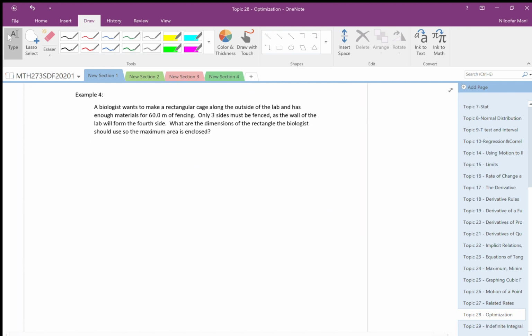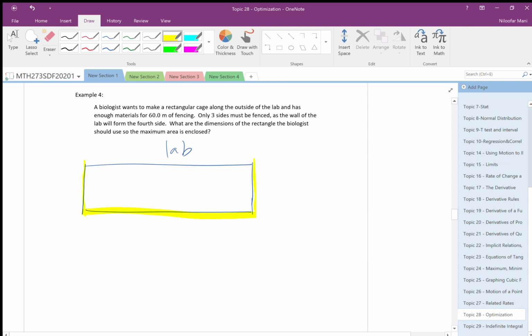Another example. A biologist wants to make a rectangular cage along the outside of the lab and has enough material for 60 meters of fencing. Only three sides must be fenced. Okay, so here I have the lab, and here is fence, and here is fence, and here is fence. I don't need to fence the other side because the other side is a wall.